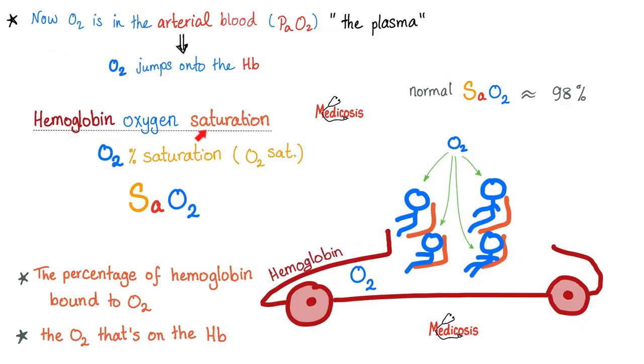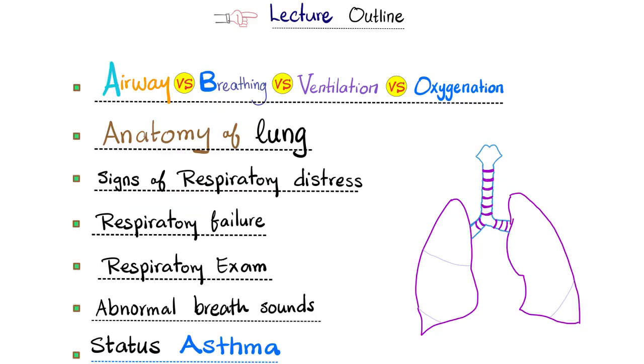So now you know what hemoglobin oxygen saturation means. It means how much your hemoglobin is saturated with oxygen. The normal is about 98 or 99%, and this has many names. You can call it pulse oximetry result, oxygen saturation, hemoglobin oxygen saturation, or SaO2, or even percent saturation. We are done with the first point. Next, anatomy of the lung.